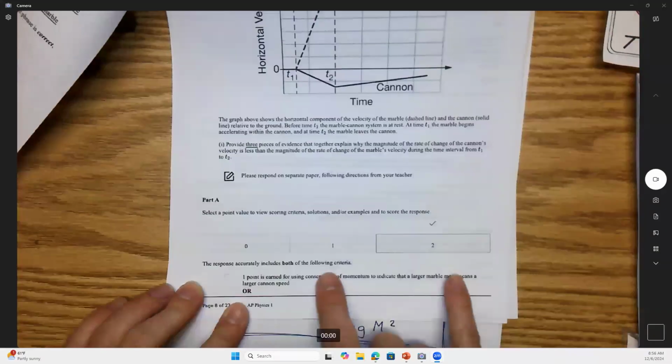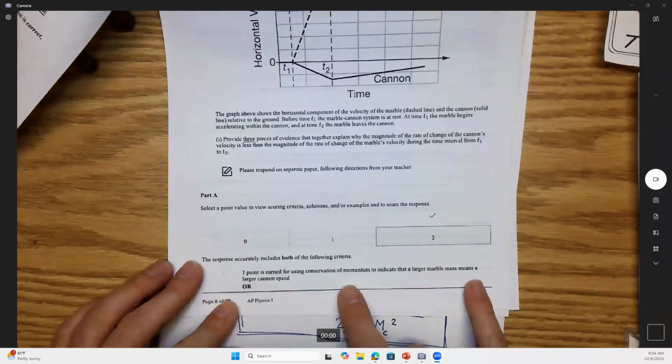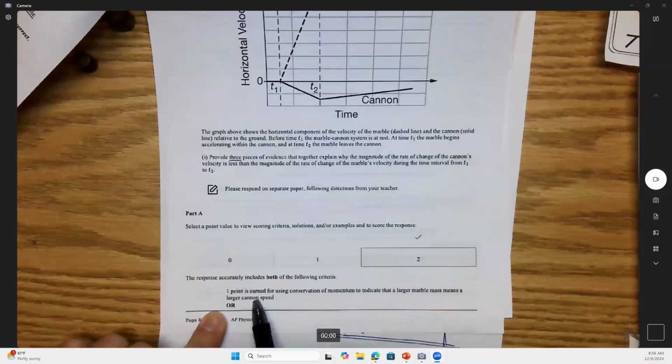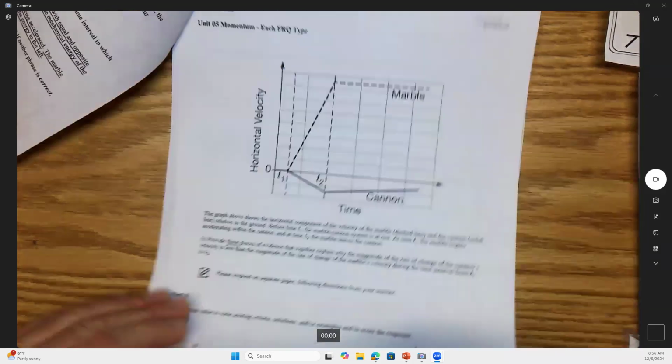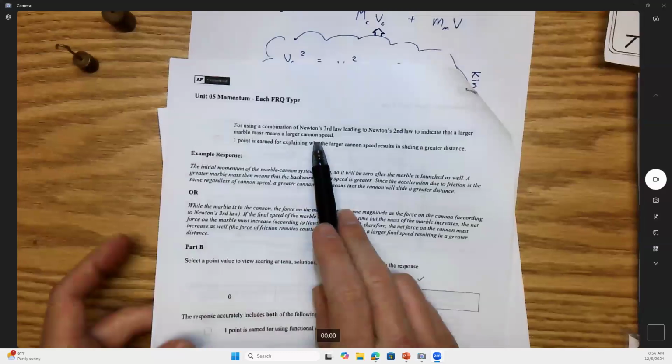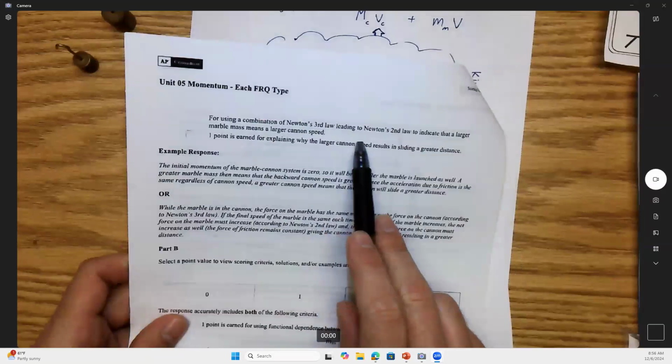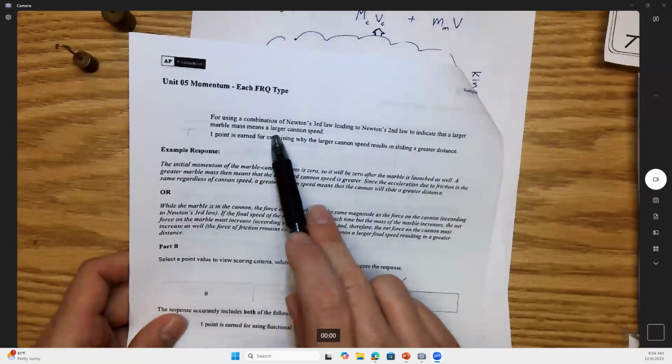Right. So part A, they got 2 points here. The first point, earned for using conservation of momentum to indicate that the larger marble means a larger cannon speed. So guys, if you said anything about conservation of momentum, then that would be a point, but there's an alternative they have here. Or, using a combination of Newton's third law leading to Newton's second law to indicate that a larger marble mass means a larger cannon speed.